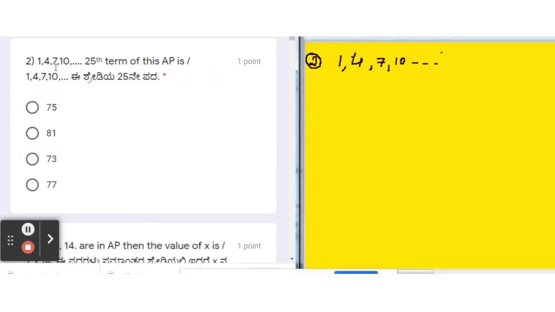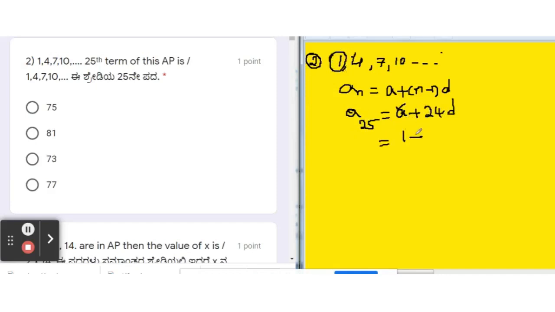Second question, 1, 4, 7, 10, and so on. The 25th term of this AP is? So we are going to find the 25th term of this arithmetic progression 1, 4, 7, 10, and so on. We all know that the nth term of an arithmetic progression is given by the formula a plus n minus 1 into d. So we have to find a25, which is nothing but a plus 25 minus 1, which is 24d. So we know the value of a. A is usually denoted with the first term, 1. Here in this arithmetic progression a is 1 and 24d. D is nothing but 3.